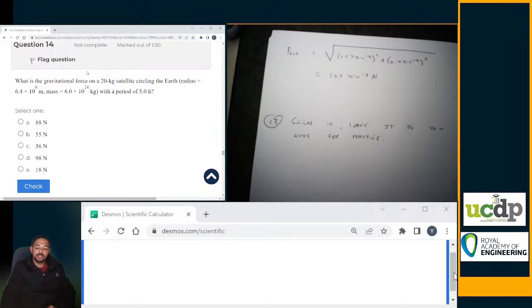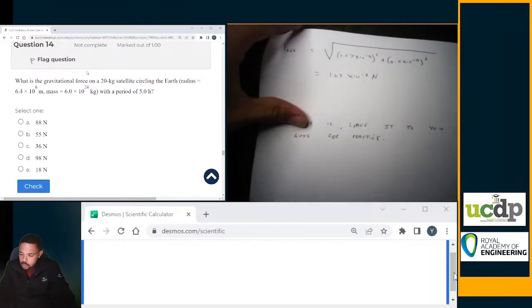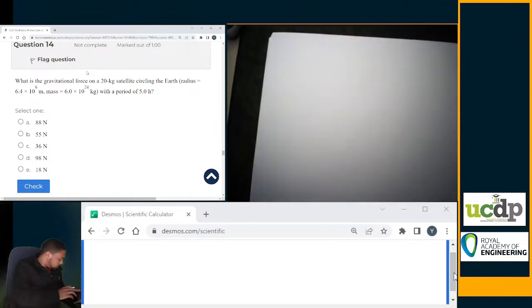Question 14. What is the gravitational force on a 20 kilogram satellite circling the Earth at 6.5 times 10 to the 6 meters? The radius of the Earth is 6.4 times 10 to the 6 meters, and the mass of the Earth is 6 times 10 to the 24 kilograms, for a period of 5 hours. So what is the gravitational force on that satellite?